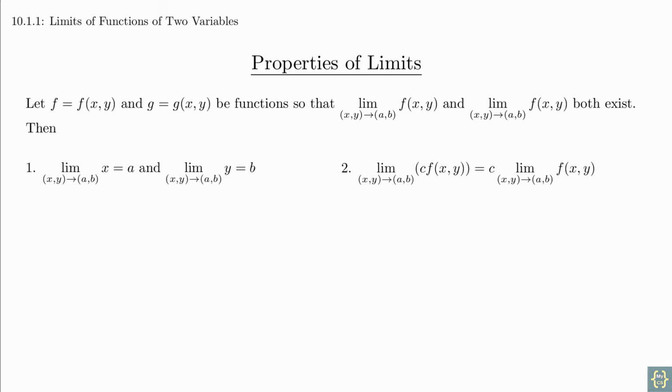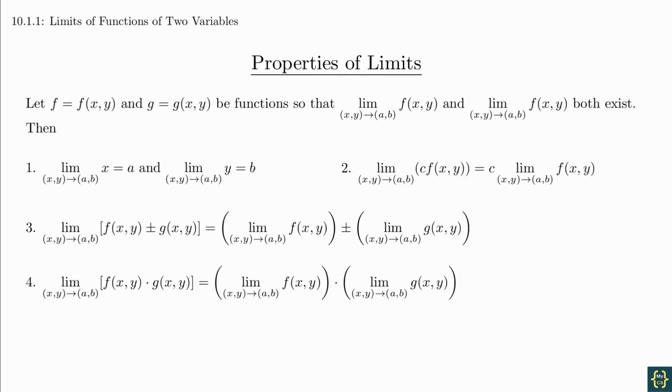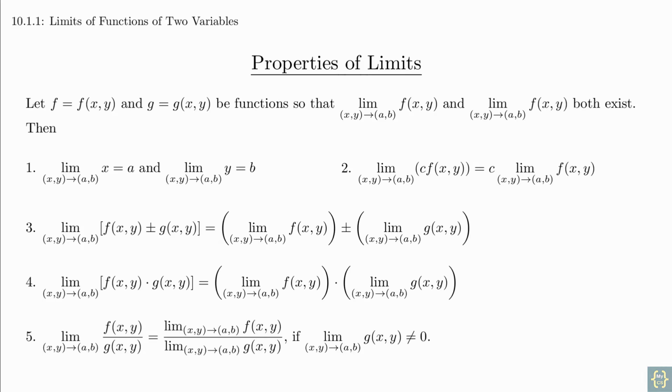The second is that constants can be factored out of the limit. The third and fourth show that the limit respects addition, subtraction, and multiplication. The fifth one says the same with division, as long as you do not end up with division by 0.